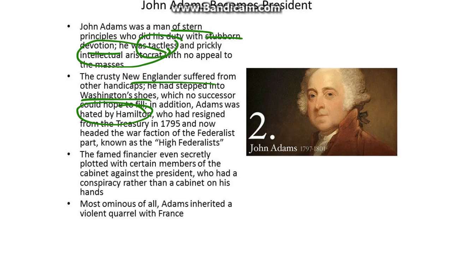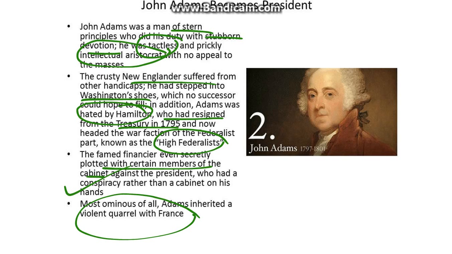He was hated by Alexander Hamilton, who tried to undermine him, and who had resigned from the Treasury in 1795 and was now leading the faction of the Federalist Party called the High Federalists. Alexander Hamilton even secretly plotted with other members of John Adams's cabinet against the president, who had a conspiracy rather than a cabinet on his hands. And most ominous of all, Adams inherited the issues that the United States was having with France.